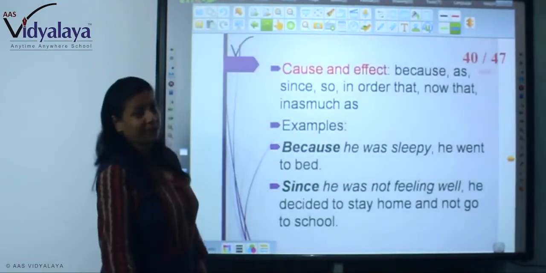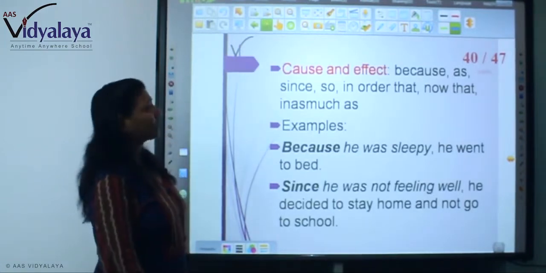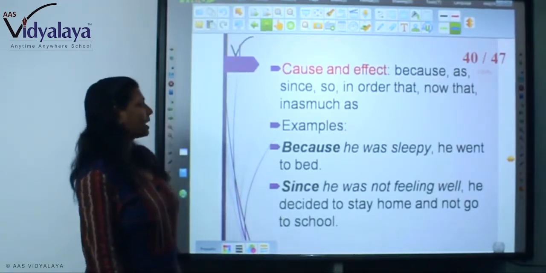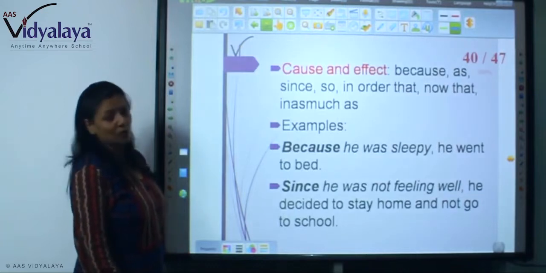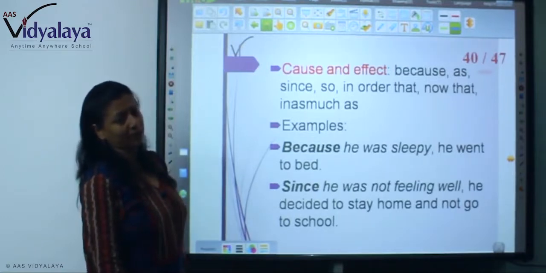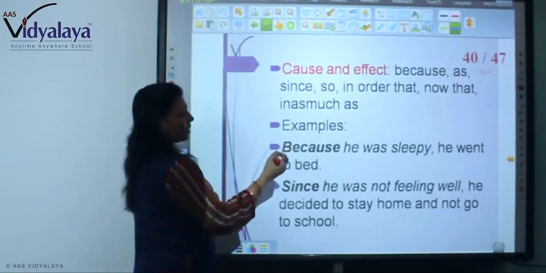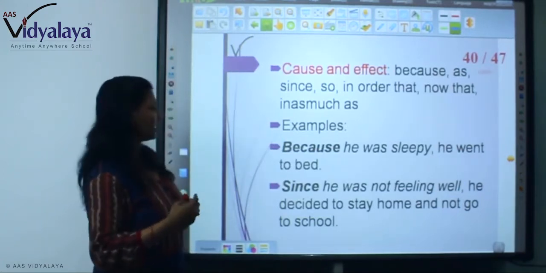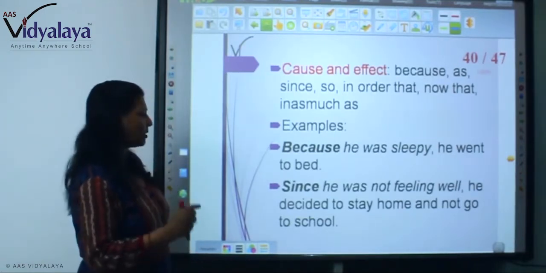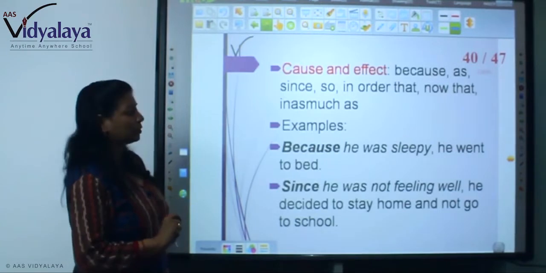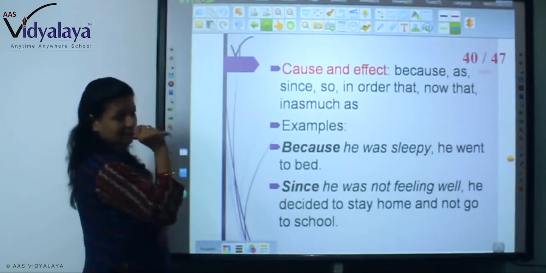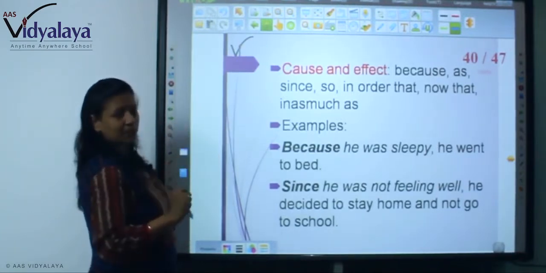Next is cause and effect. This is also a purpose. Because, as, since, so, in order that, now that, inasmuch as. So how will we use it? Because he was sleepy, he went to bed. So you are seeing what the cause and effect is. Since he was not feeling well, he decided to stay home and not go to school. So you are seeing cause and effect is the purpose. You will have to use the words mentioned here as subordinate conjunctions.